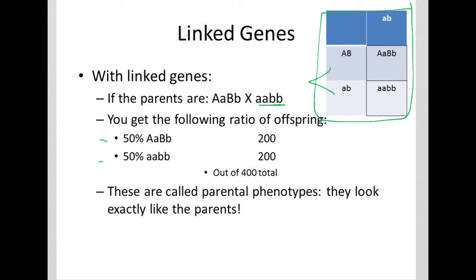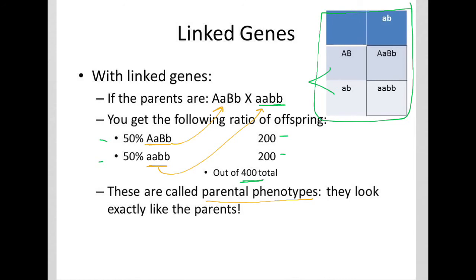We now have 50% of each possible offspring. Notice we now only have 2 options for offspring. And out of the same 400 total, we now have 200 of each. Notice also that the phenotypes of the offspring we're getting are the exact same as our parents, and we call these the parental phenotypes. They look exactly like the parents.